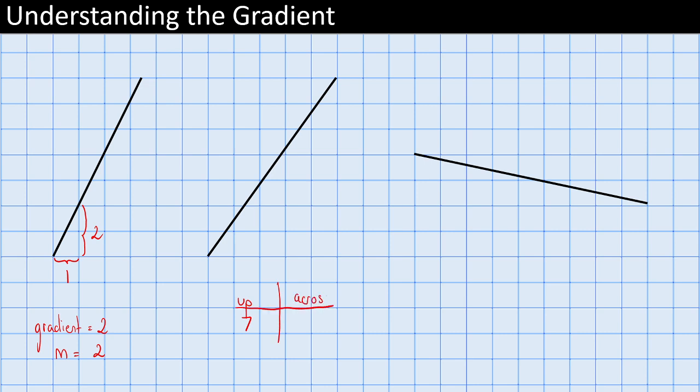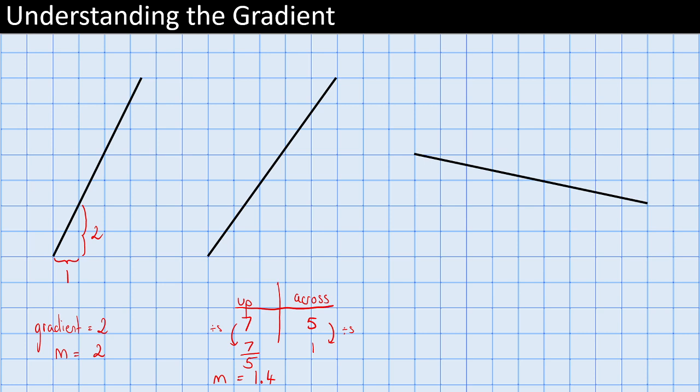And how much did we go across? We went 1, 2, 3, 4, 5. Change in y divided by change in x. So we would divide by 5. It gives us a gradient of 7 over 5, or 1.4. And you can see we've gone how much we've gone up divided by how much we went across.